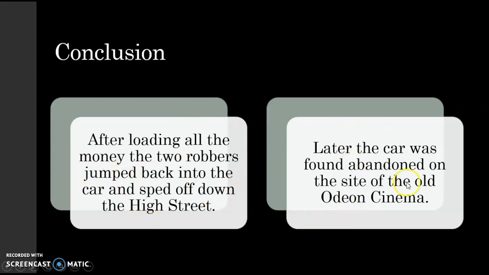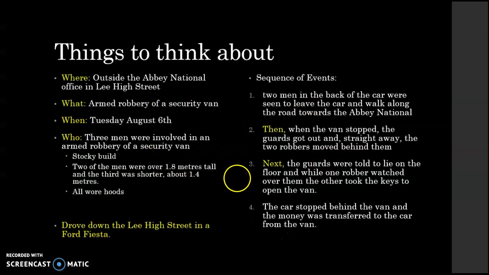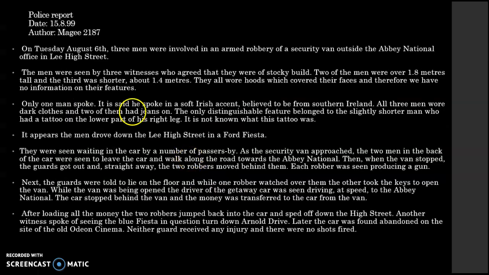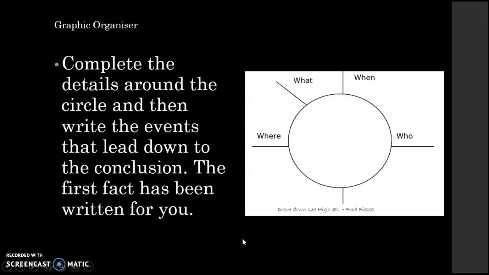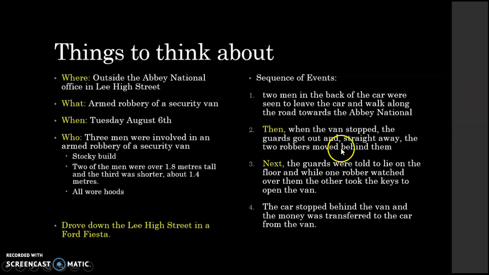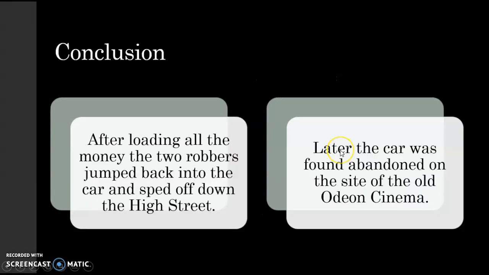You don't have to write the full sentences. You can make little notes of this information and this information. You may want to give the report one more reading just to make sure that you've got all of that. And then you're going to put that in the template here with the conclusion.